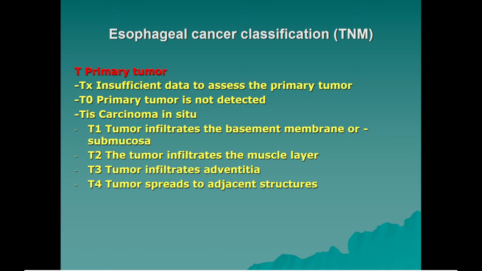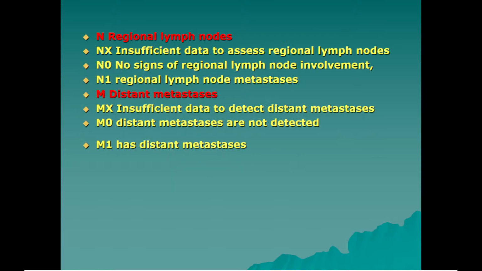T2, the tumor infiltrates the muscular layer. T3, tumor infiltrates adventitia. And the last is T4, tumor spread to adjacent structures. Lymph nodes, regional lymph nodes: NX, no evidence of lymph node metastasis. N0, no signs of regional lymph node involvement or metastasis. N1, regional lymph node metastasis.